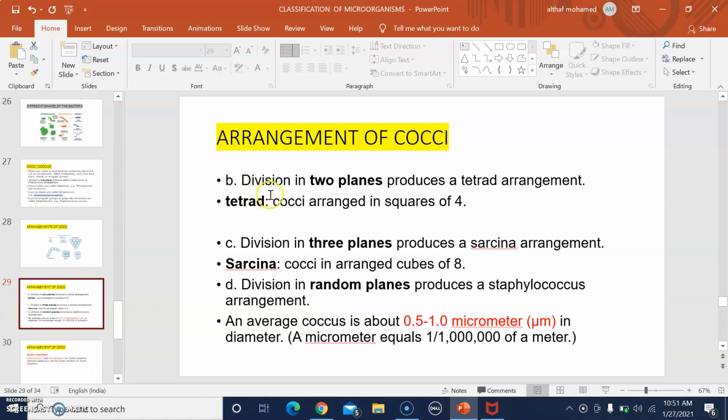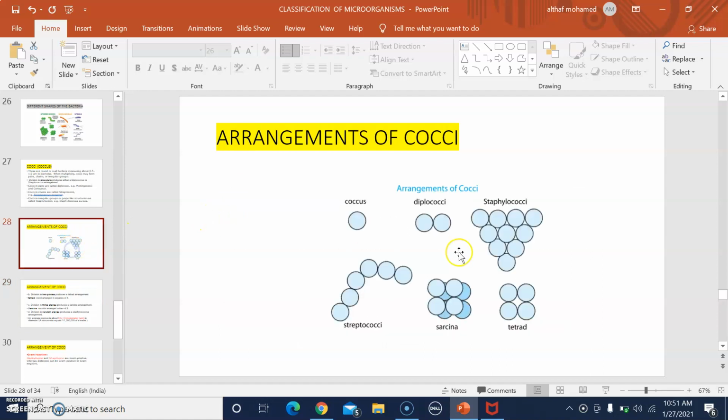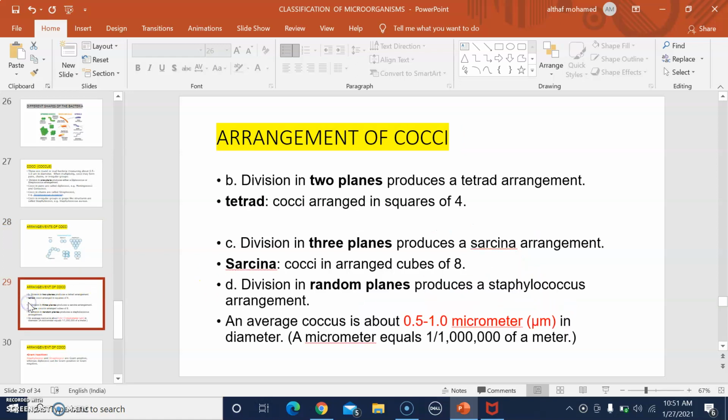Next is division in two planes. We have discussed division in one plane. Here the division in two planes produces a tetrad arrangement. Look at this picture, two planes. So it gives rise to a tetrad arrangement, and that means the cocci can be arranged either in fours or in squares of four.